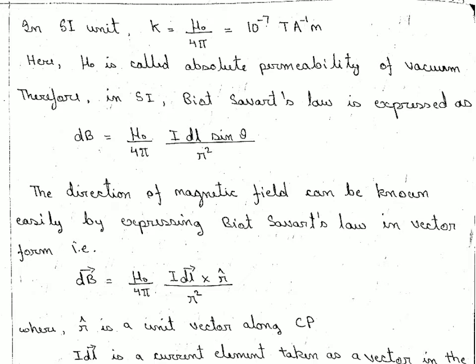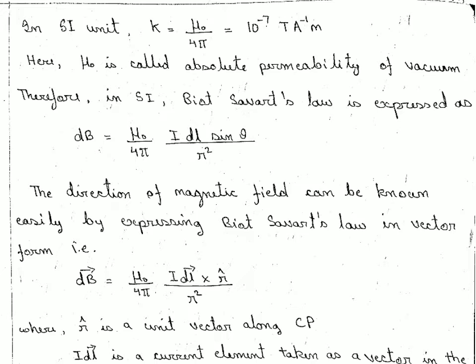Now in the electric field we have the absolute permittivity, but while studying the magnetic field we have the absolute permeability. And therefore in SI, Biot-Savart law can be expressed as dB is equal to mu naught by 4 pi I dl sine theta divided by r square. And this magnetic field is actually a vector quantity, so its direction can be known. And to know the direction of the magnetic field, we'll have to express Biot-Savart's law in the vector form.